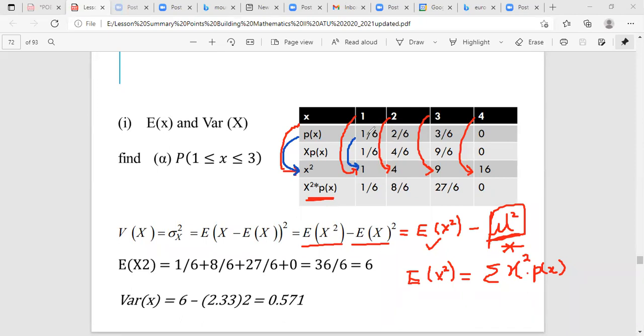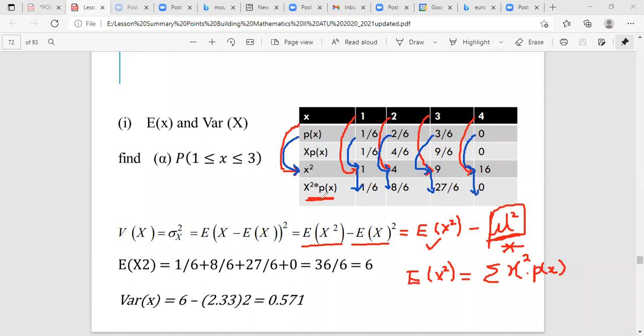1/6 times 1 will give us 1/6. Then 2/6 times 4 will give us 8/6, that's 2 times 4 is 8. Good. 3/6 times 9 will be 27/6, since 3 times 9 is 27. Then 0 times 16 will be 0. Good.